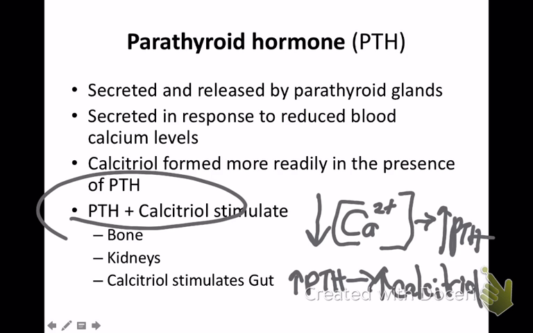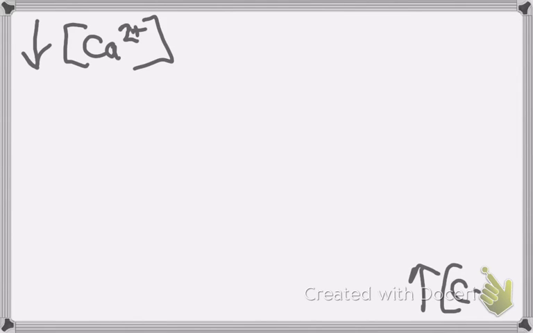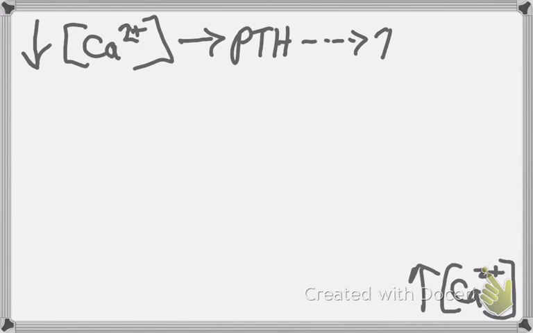Okay, so what do we need? What are we trying to do here? So if our calcium levels dropped, that's our stimulus. Then at the very end, we want them to go back up. That's our response, right? Okay, so this causes the secretion of PTH, which stimulates an increase in calcitriol, as we've seen.